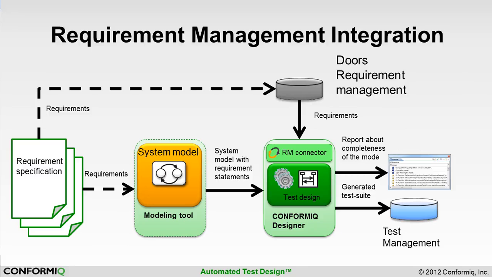In this video, I will demonstrate Conformiq Designer integration with IBM Rational Doors requirement management solutions. IBM Rational Doors software is a leading requirement management application that can help you to reduce costs, increase efficiency, and improve quality by enabling you to optimize requirement communication, collaboration, and verification.